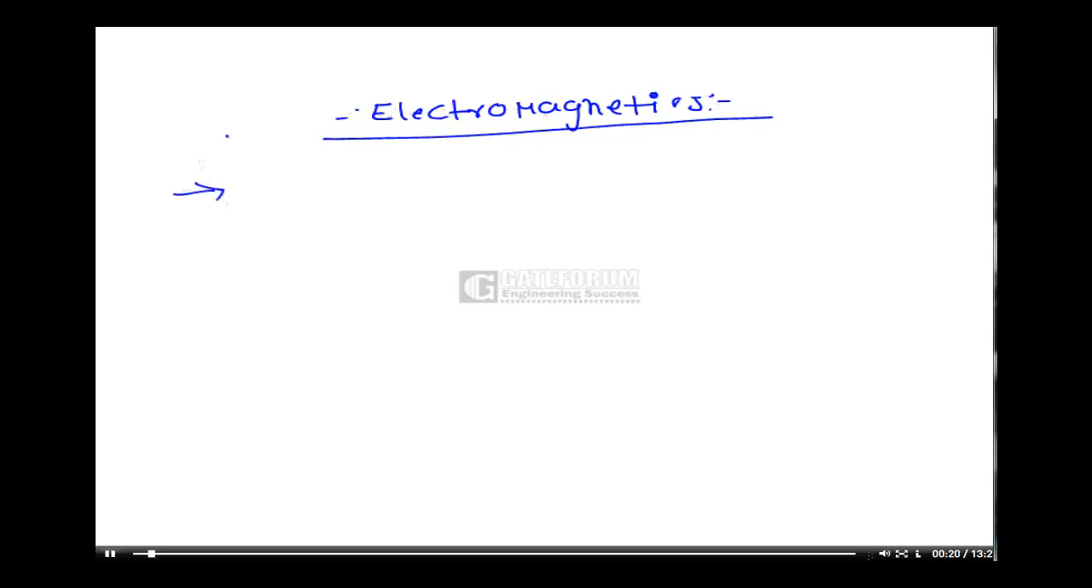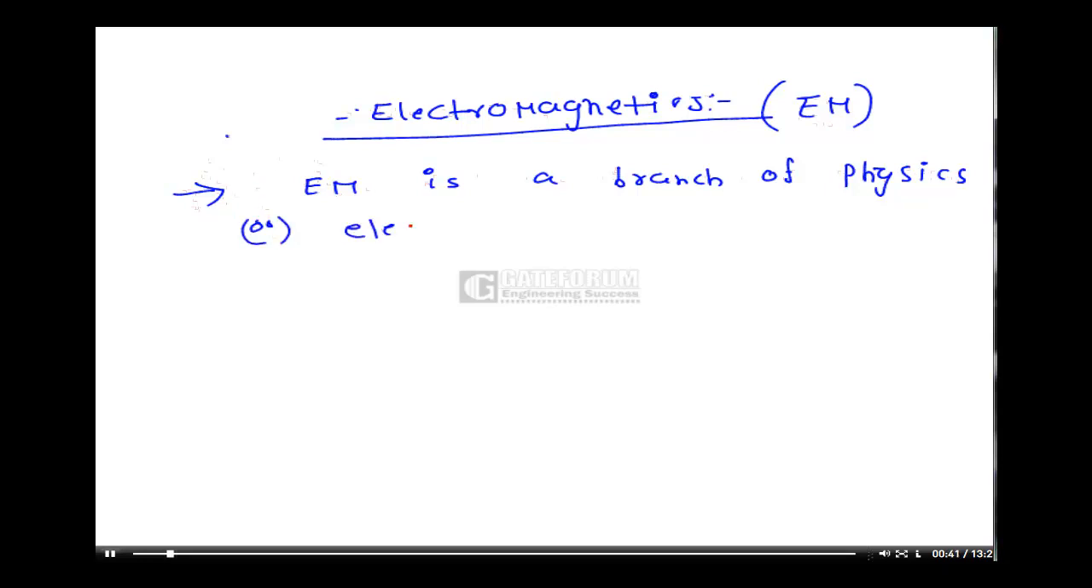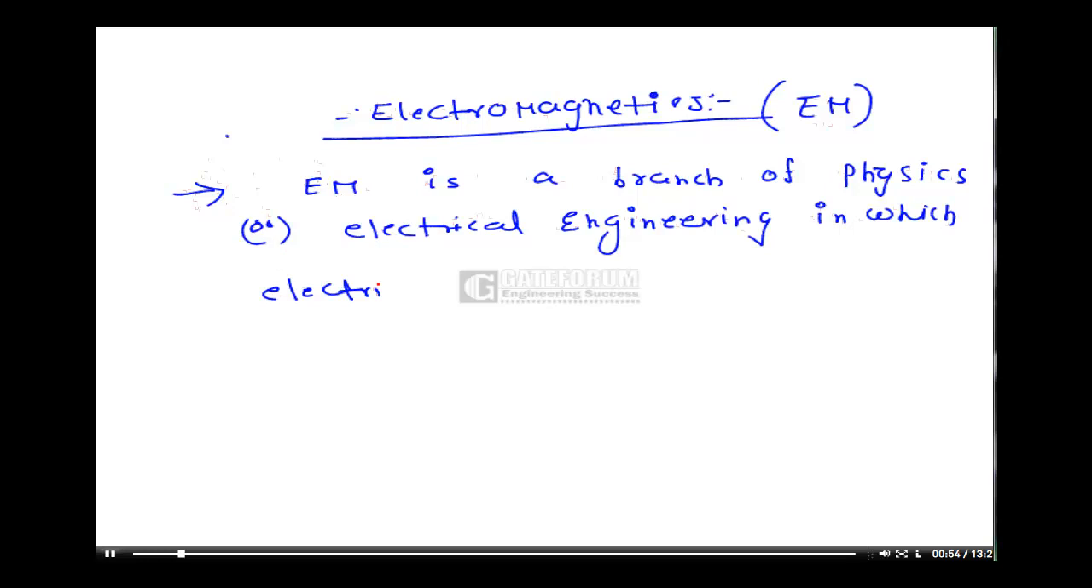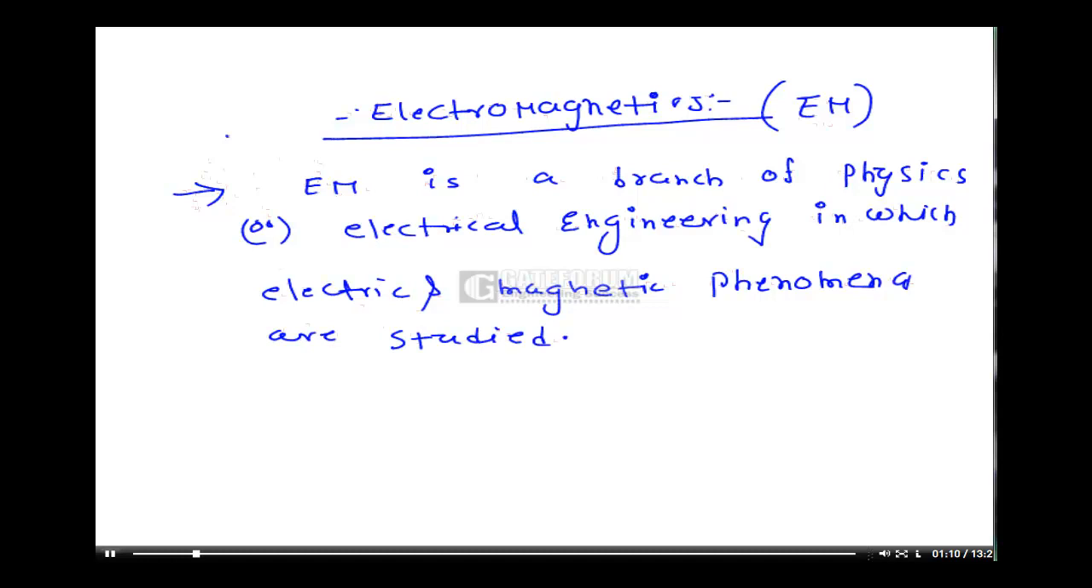What is this? How can we define electromagnetics, EM? Electromagnetics is a branch of physics, or a branch of electrical engineering, in which electric and magnetic phenomena are studied. Like this we can define electromagnetics. So this is a branch of physics in which we will particularly study electric and magnetic phenomena.